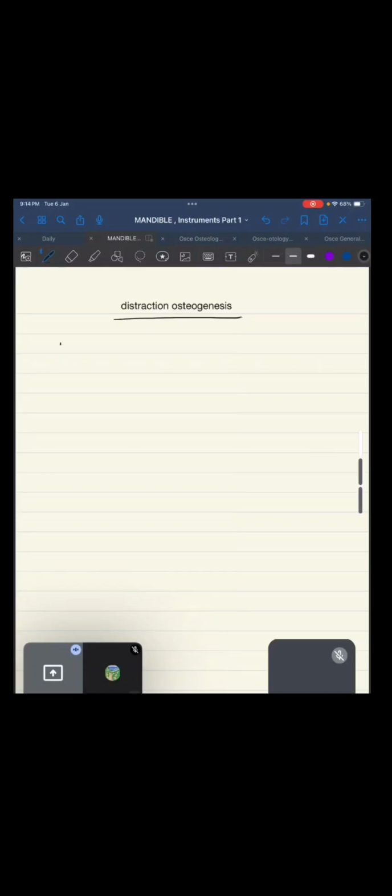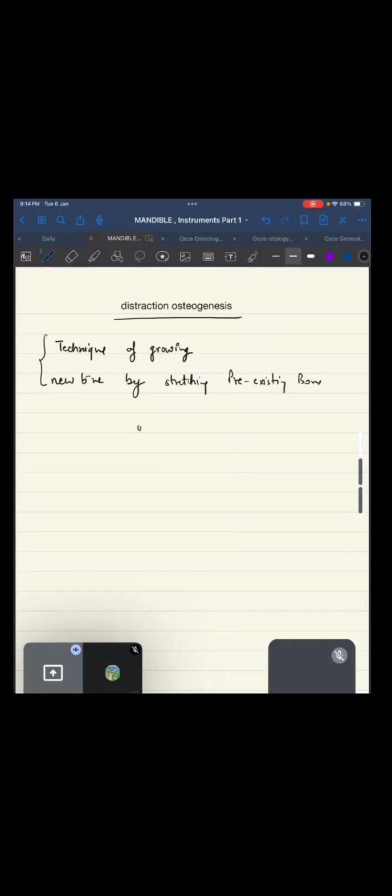So I'll just write it. This is a technique of growing new bone by stretching whatever bone you are having. You are stretching the pre-existing bone. Okay, so you have to remember this, and there are a few steps for it.